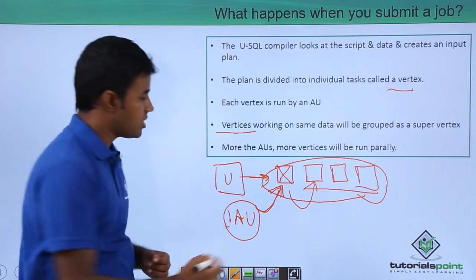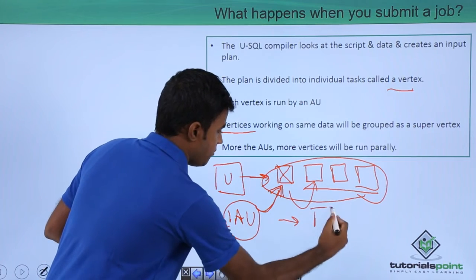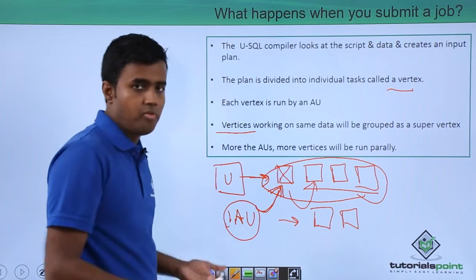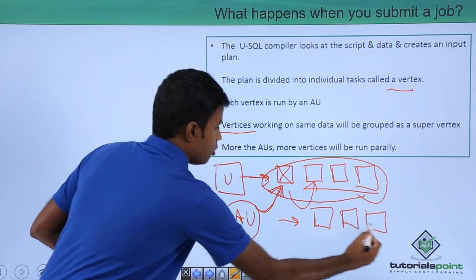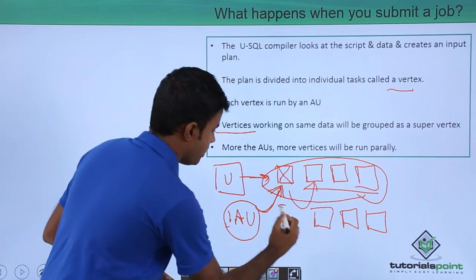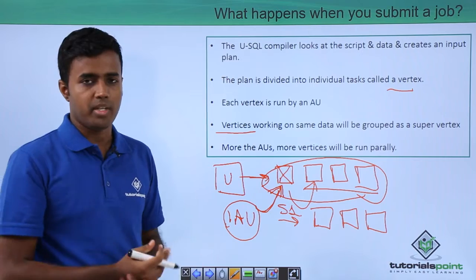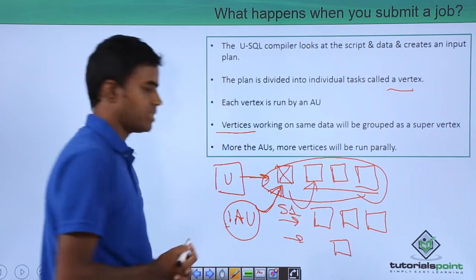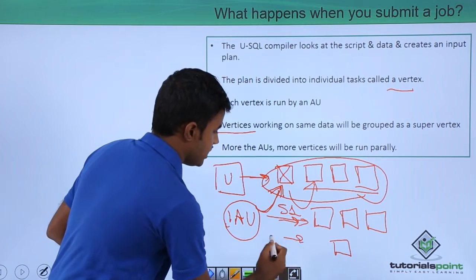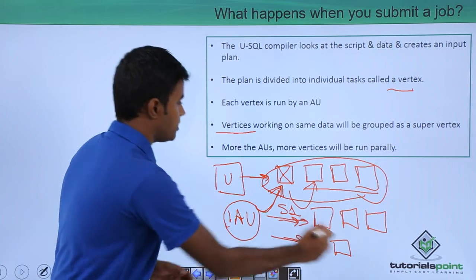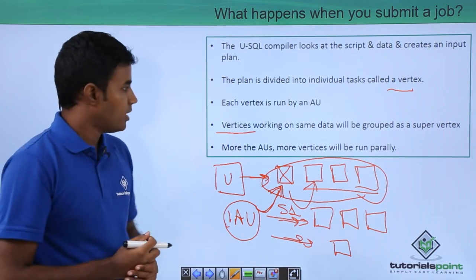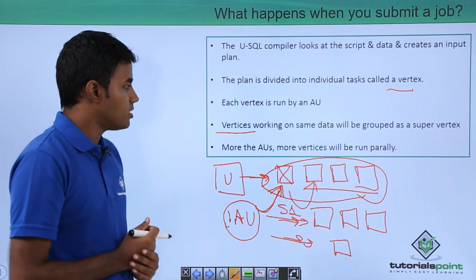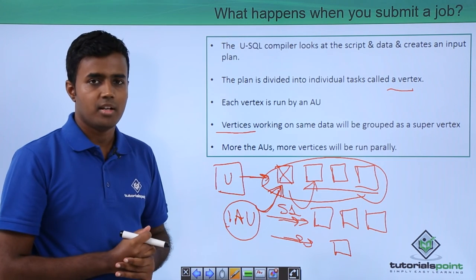If it has 2 different stages, then what it means is that the first 3 vertices or first 2 vertices, anything it can be, are grouped into one stage, called S1 probably, and the second stage has only one vertex. So each of these is a stage. So this is stage 1 and this is stage 2. And with more AUs, more vertices will run in parallel.